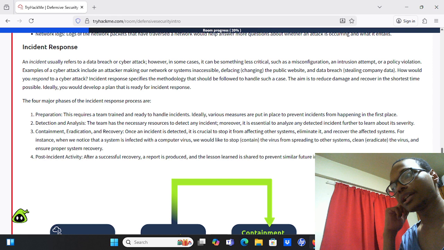Malware analyst. Malware stands for malicious software. Sorry, I'm coughing in the mic. It's crazy. Hopefully, it doesn't hurt our ears.